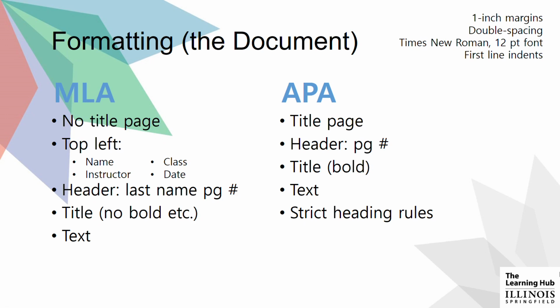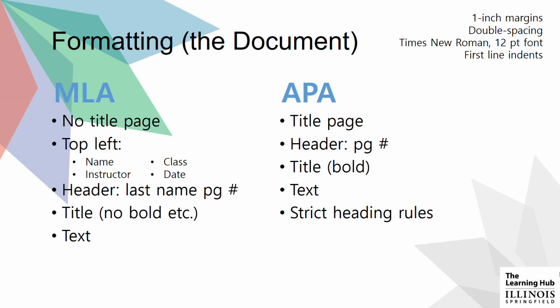In an MLA paper, you put your last name and the page number, no punctuation, just a space between the last letter of your last name and the number. And then you also have a title underneath the top left information, but you don't bold it or give it any other designation other than putting it in title case, which is capitalization rules. And then you jump immediately into your text. I'll show you an example of an MLA page so you can see what I'm talking about.